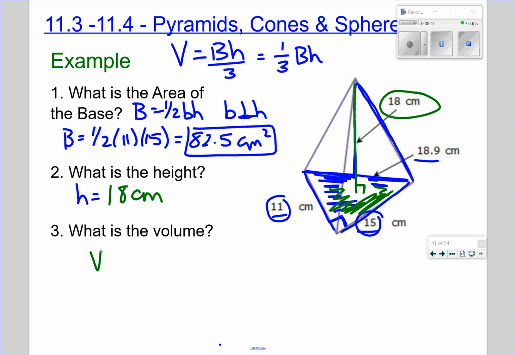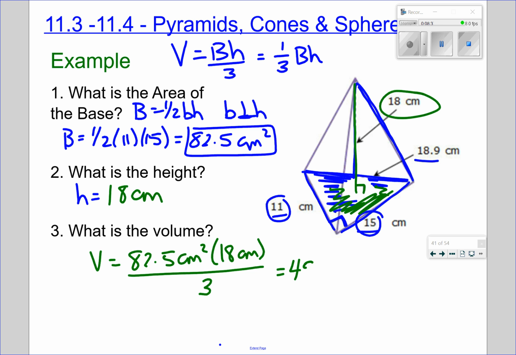So this is going to be the height of our whole pyramid. So for our volume, then we're going to do 82.5 square centimeters times the height of 18 centimeters, all divided by 3. We're just going to work on rounding to the nearest tenth today. So if you stick that in your calculator, you get 495 cubic centimeters. So make sure you understand the difference between the height of the base, the height of the 3D shape, and then the slant height. And we'll talk about your slant height here in a second.